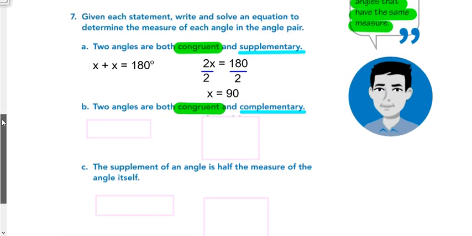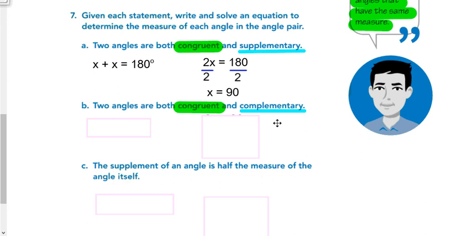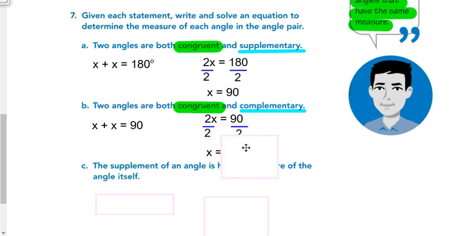Letter B, it says two angles are both congruent still, but they're complementary. So this time it's going to be the same, x plus x, but now it's going to be equal to 90 degrees instead of 180, because it's complementary. So you solve it the same way. 2x is equal to 90. Divide by 2 on both sides, and x is equal to 45.